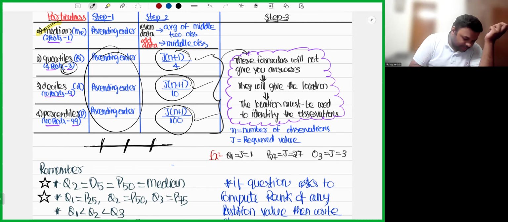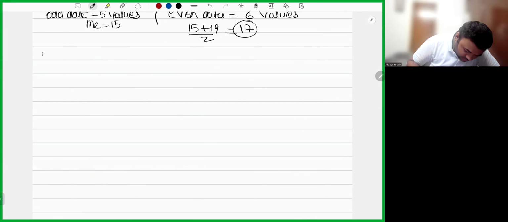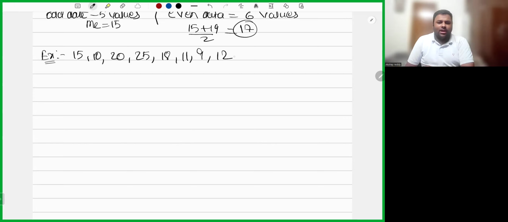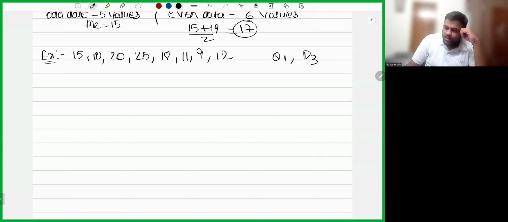I'll take you through an example. See here. I'm having 15, 10, 20, 25, 18, 11, 9, and 12. This is the data that I have. First, it is asking you to calculate quartile 1 and decile 3. These 2 things are asked to be calculated.